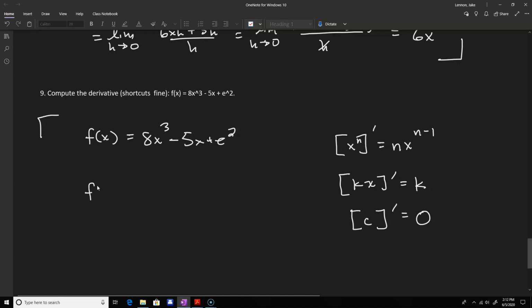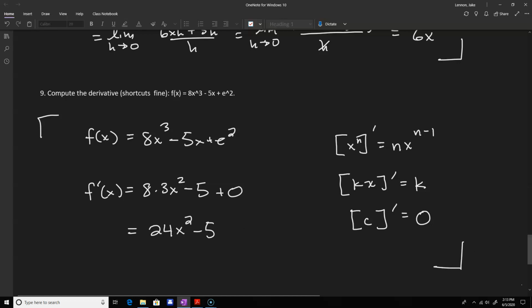So when finding the derivative f prime of x, that first one, the derivative of x cubed, we apply the first rule, and that's going to be 3x squared. So we basically get 8 times 3x squared. Minus 5x would be rule number 2, so we just get the minus 5. And e squared actually has derivative 0, right? e squared is just a number. You could type it into your calculator. Cleaning that up a little bit, we would write it as 24x squared minus 5, and that would be your answer on this one.